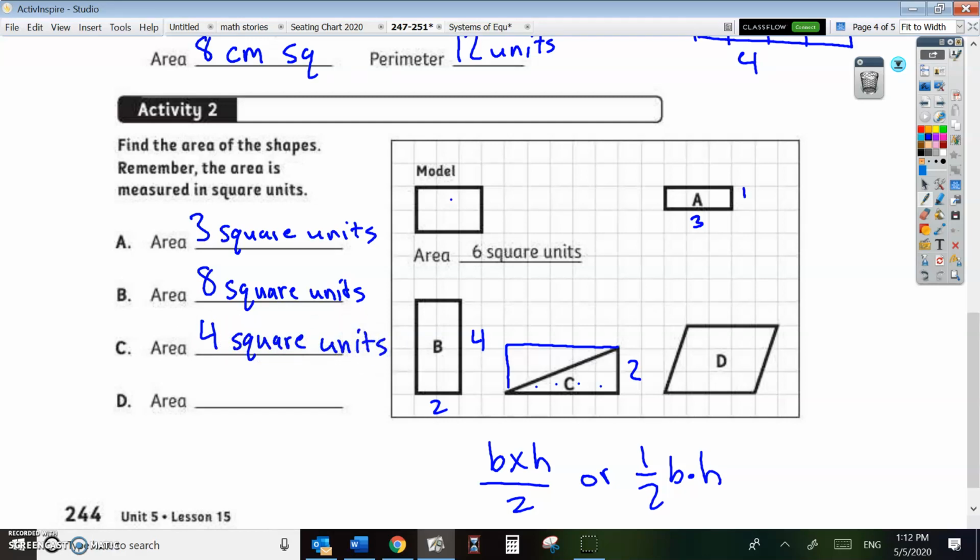And D. So this parallelogram, the area equals base times height. So the base is 1, 2, 3, 4, and the height is 1, 2, 3. 4 times 3 is 12.